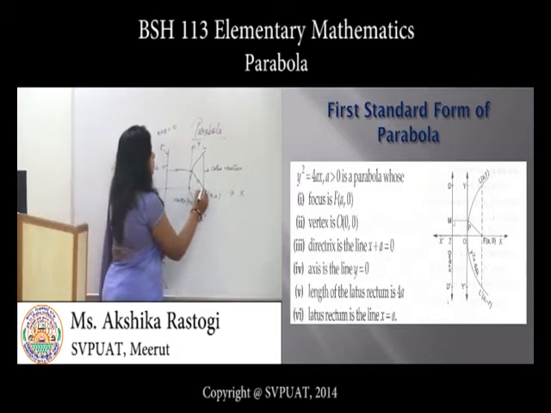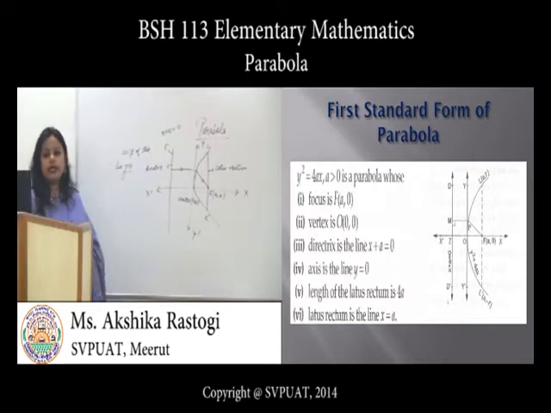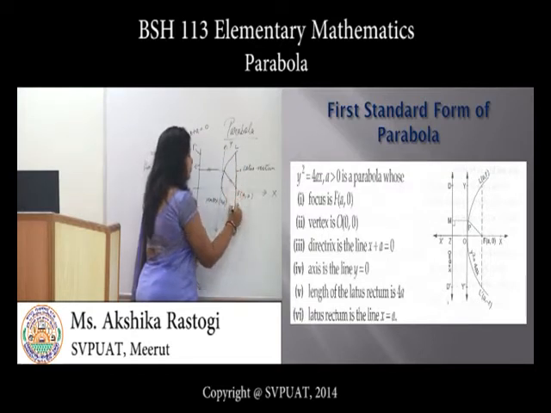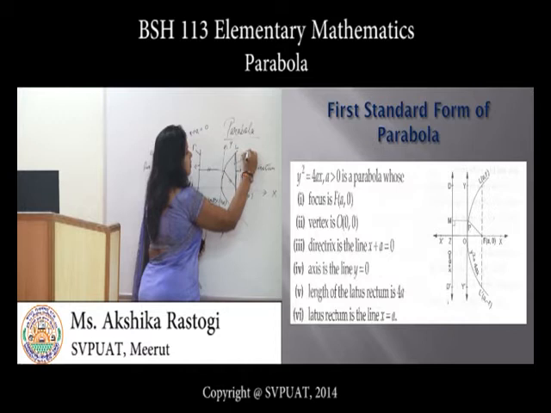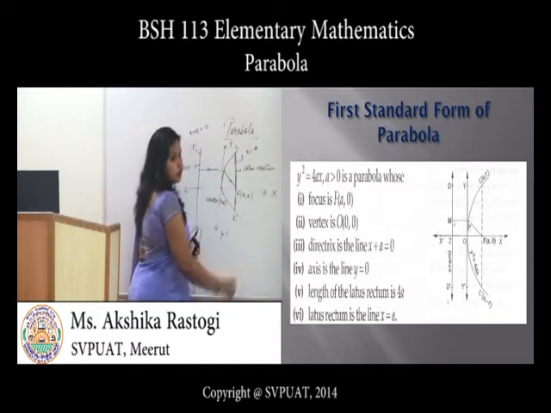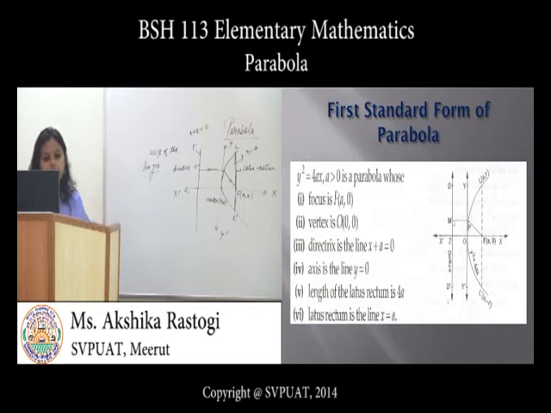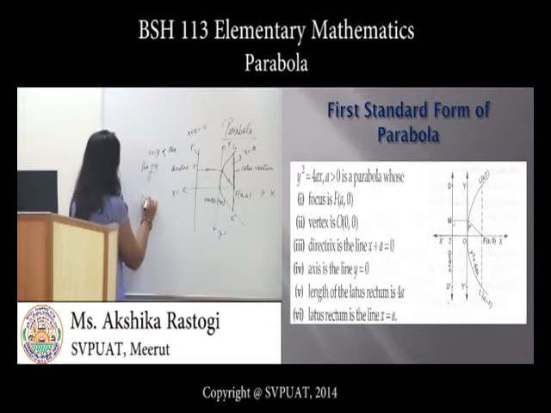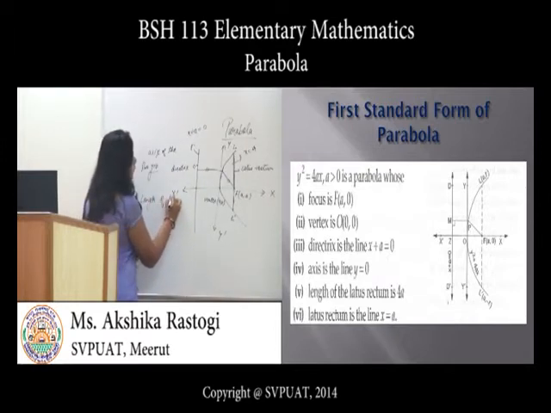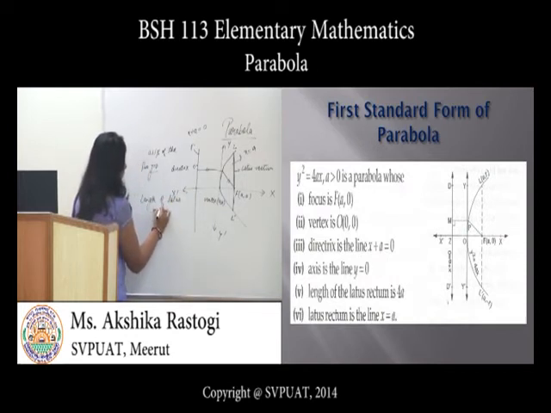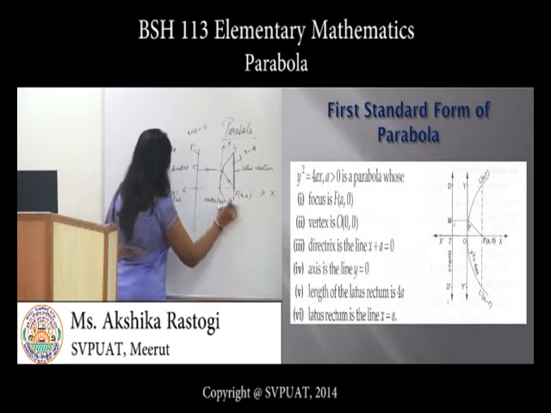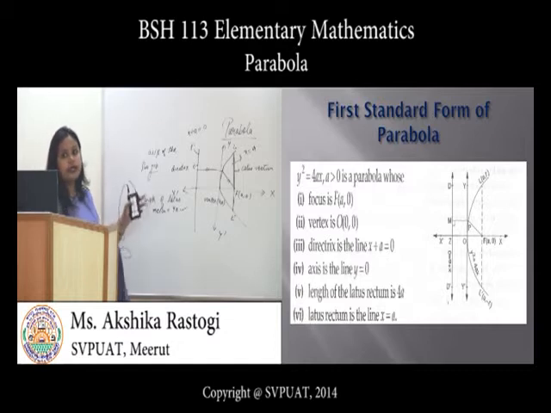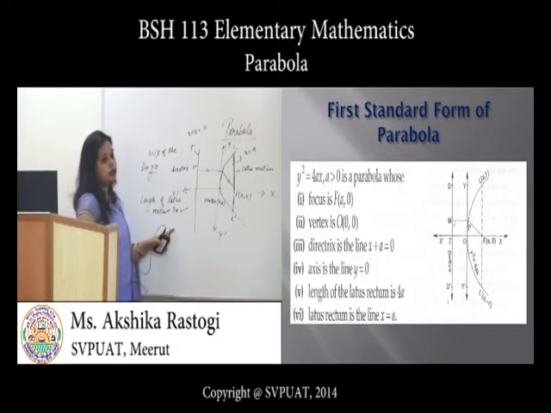Now we have the latus rectum. If you see this, what is this line? This line is x equals to a because it's going through this. So the latus rectum is the line x equals to a. Now the length of the latus rectum is 4a. It's a kind of formula that you have to use. It's already proved that the length of the latus rectum is 4a.